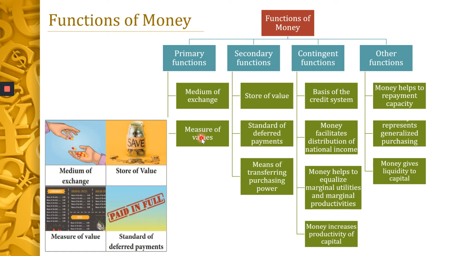Next one is measure of value. This is the second most important function of money. It helps us to measure the value of goods and services. Suppose you go to a shop, you see two churidars there. One is 500 and the other one is 100. Which one will you buy? You will go for 500. Why do you buy a churidar worth 500? You think the churidar which is 500 rupees is much better in quality than the 100 rupees.